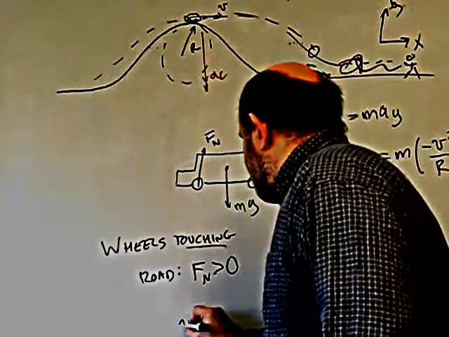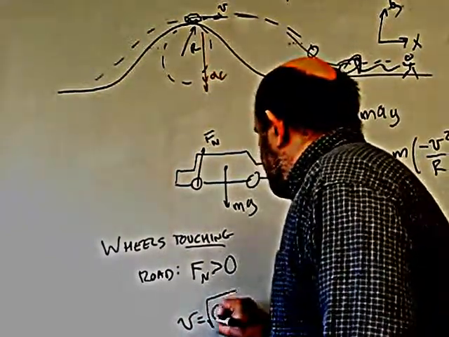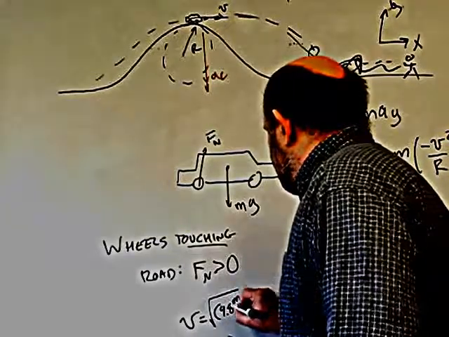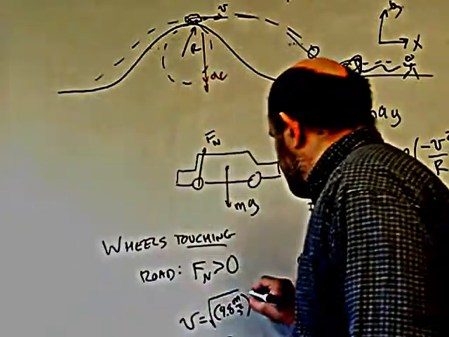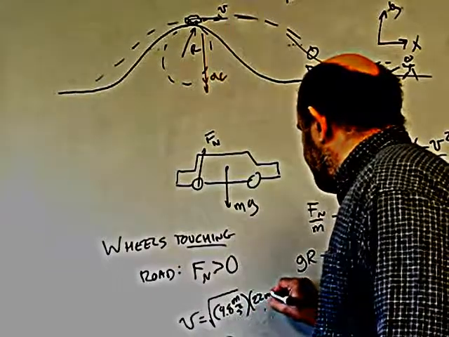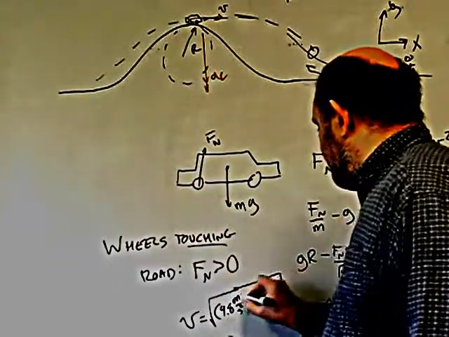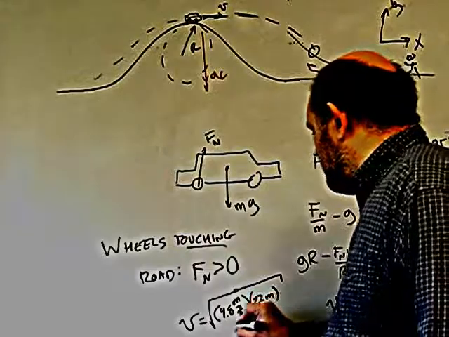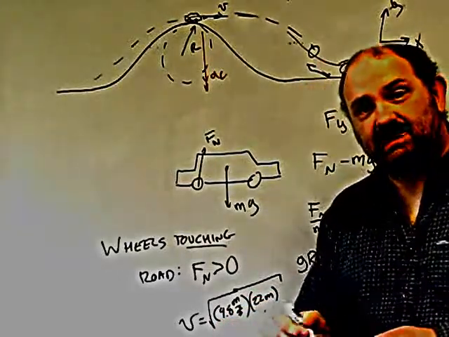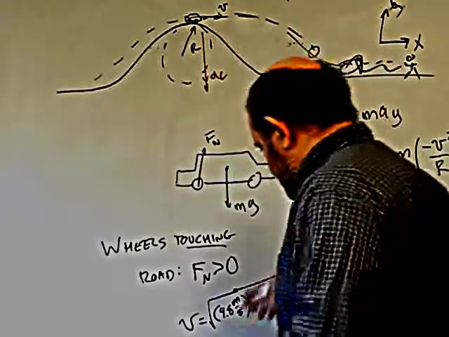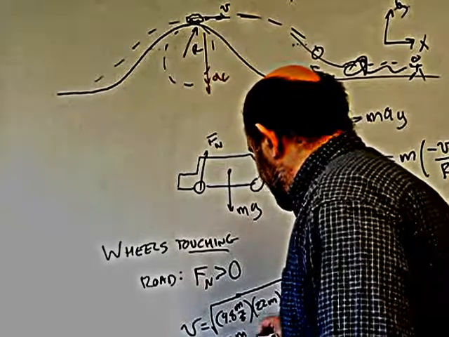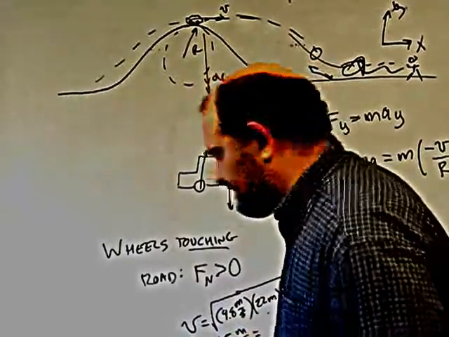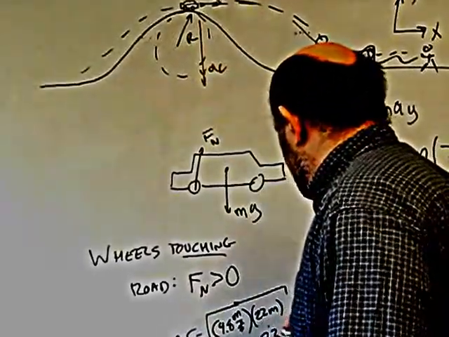So the fastest he can go is root GR, which is 9.8 meters per second squared, times, what was it, 22 meters was the radius of curvature. Looking at the units, I will have meters squared per second squared under a square root. That's good. If I stick this into my calculator, I get the fastest it can go is 15 meters per second, which is, to 2 sig figs, 33 miles per hour.